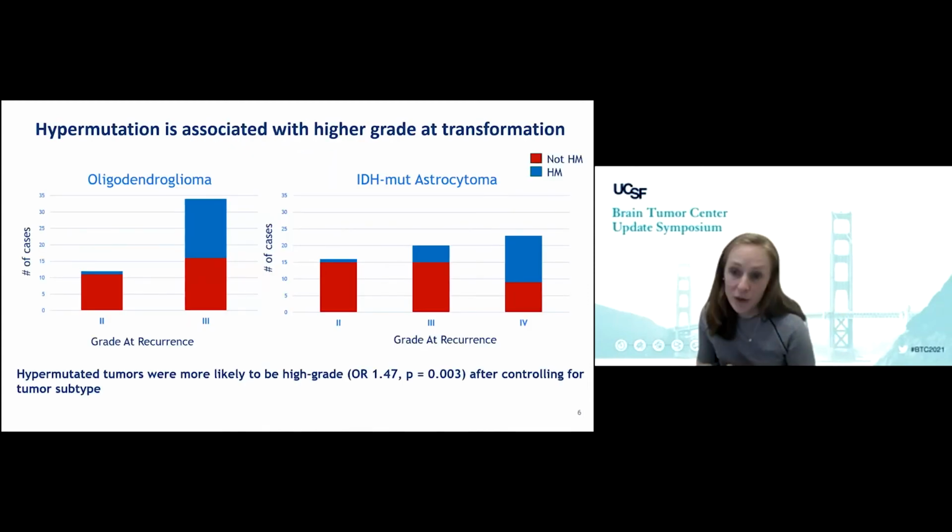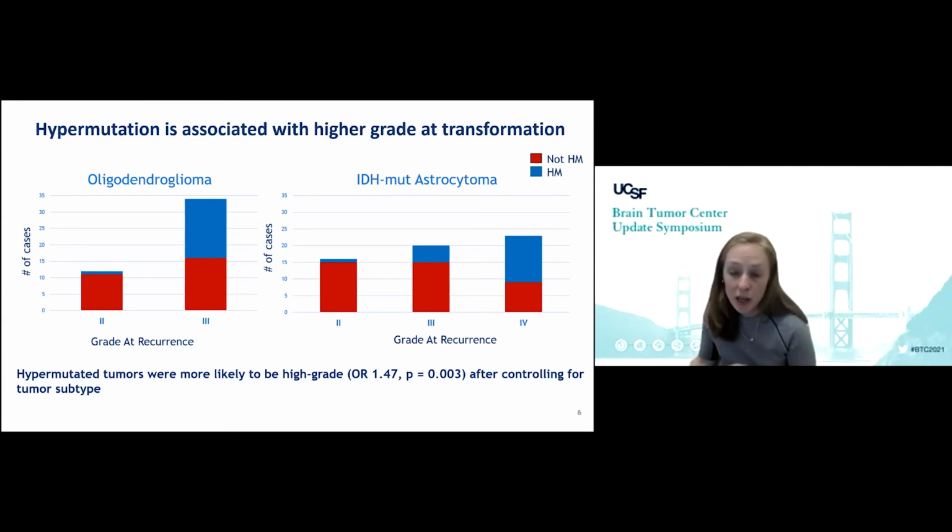So we also found that hypermutated tumors were more likely to be high grade after controlling for tumor subtype. We found that 93.5% of recurrent hypermutated tumors were associated with high-grade transformation in the hypermutated specimen. So there were 2 patients that had hypermutation that recurred at grade 2: 1 patient with oligodendroglioma, 1 patient with an astrocytoma.